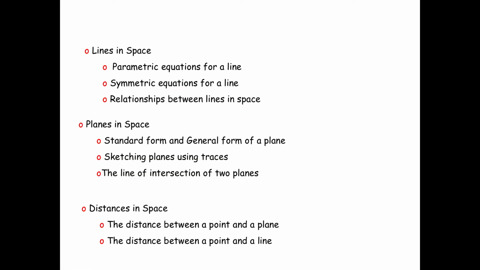Lines and planes. These are all the things that we could do. I'm not saying that we're going to do all of them. We for sure will talk about parametric and symmetric equations for a line. Relationships with lines. In planes, we can talk about the general form of a plane, sketching a plane, the intersection of two planes, which would be a line. Okay, and then we could also talk about the distance between a point and a plane and the distance between a point and a line. We'll see if we do those or not.